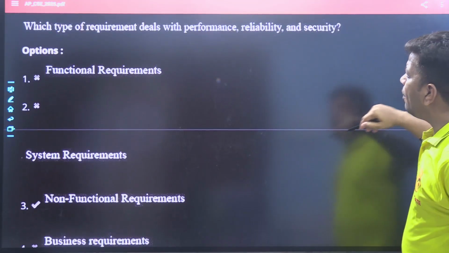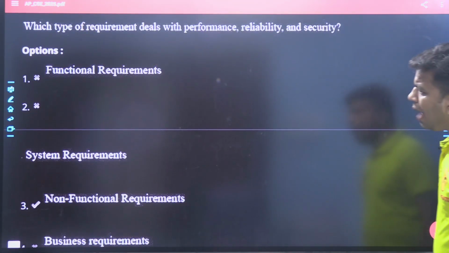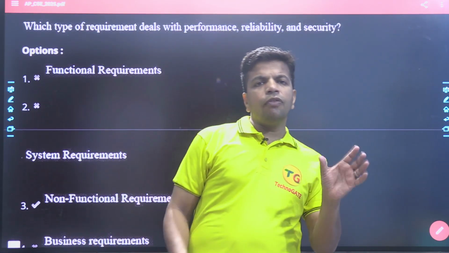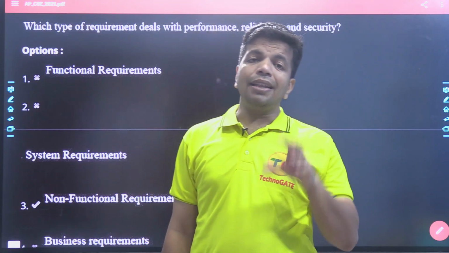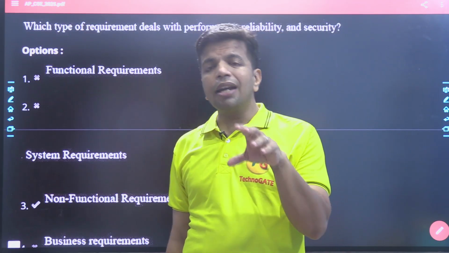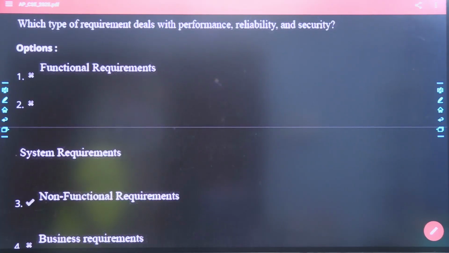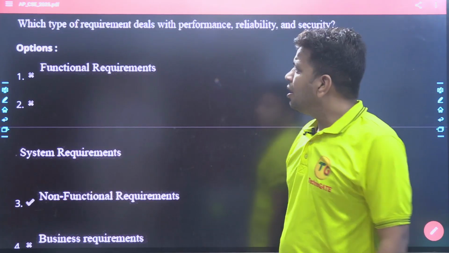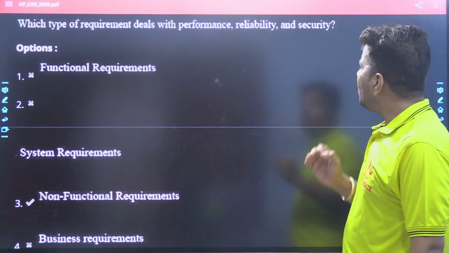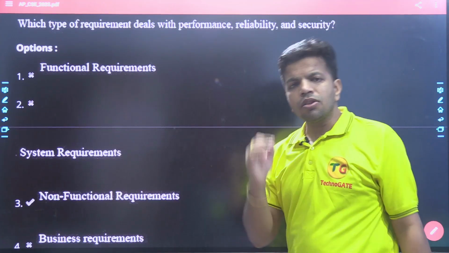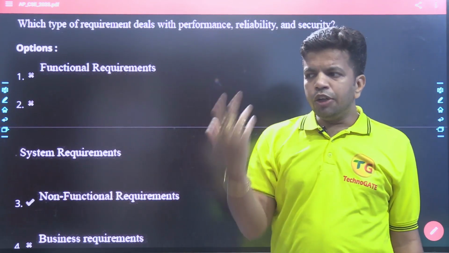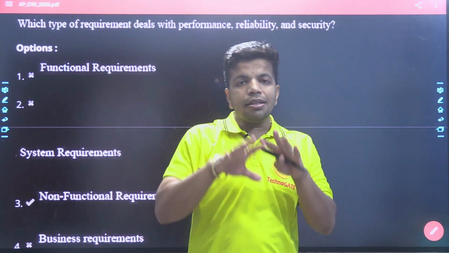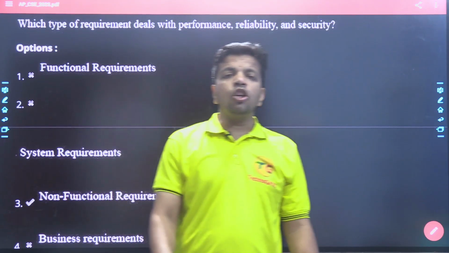Which of the following requirements deal with performance, reliability and security? The next question is, which type of requirement deals with performance, reliability and security? Whenever you make a software, you need to measure the performance of that software, the reliability of that software and the security of that software. So these requirements are basically non-functional requirements.